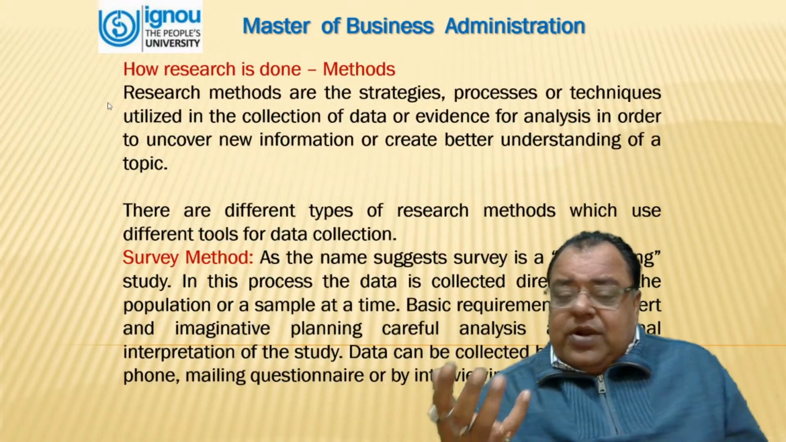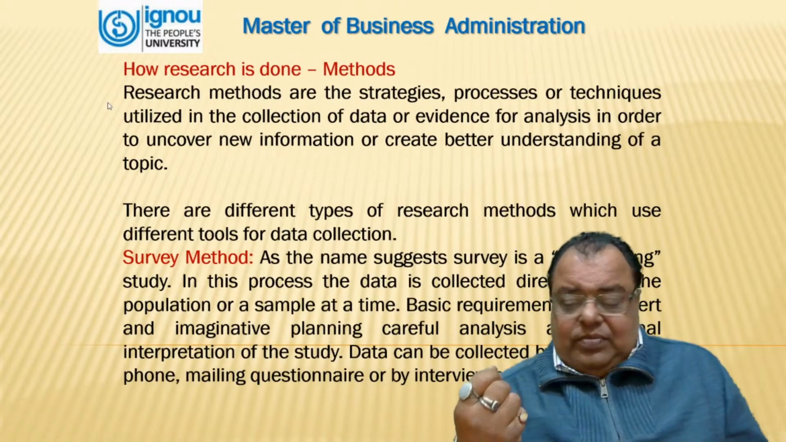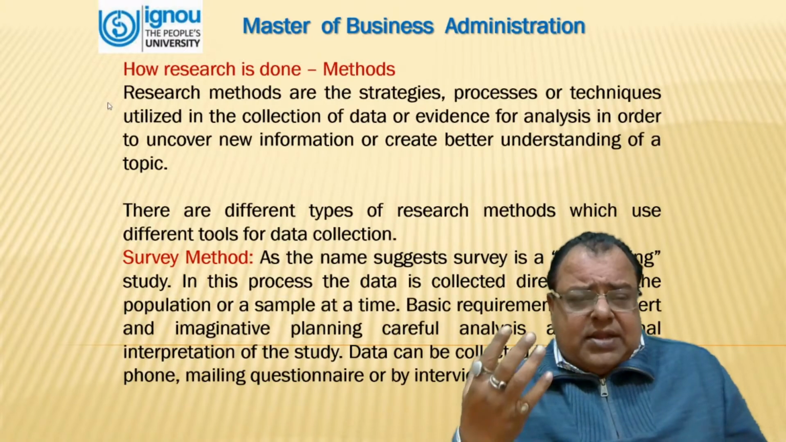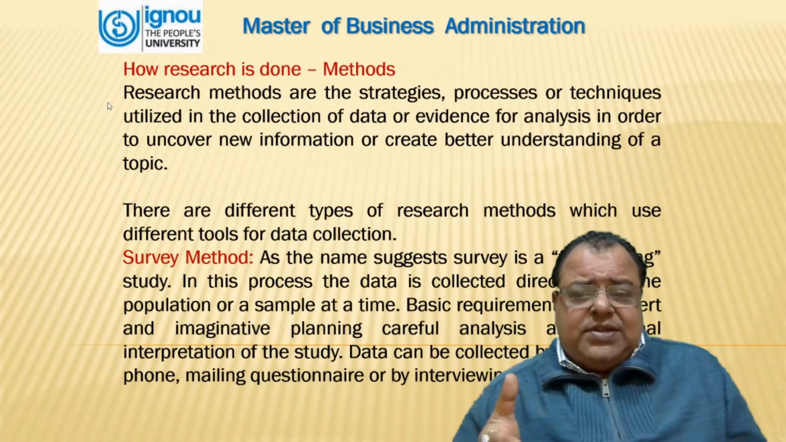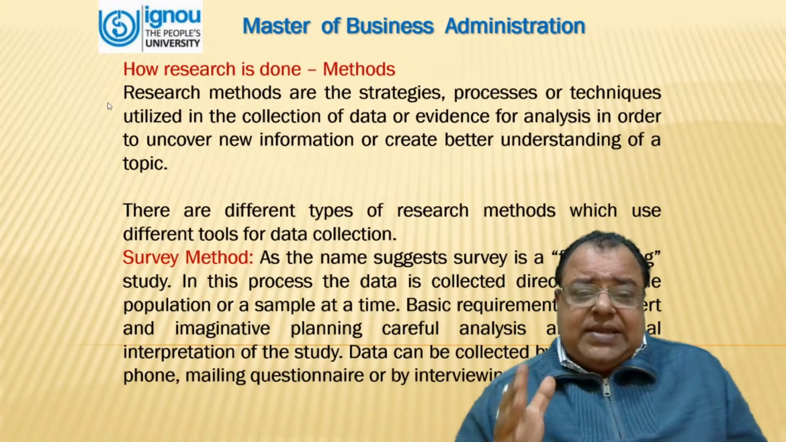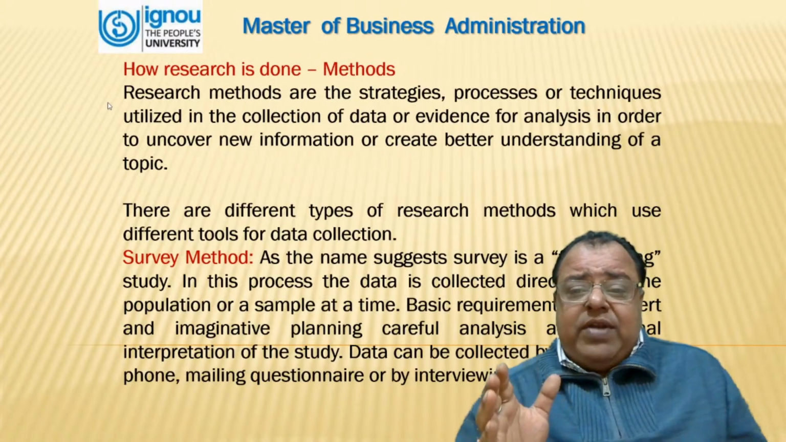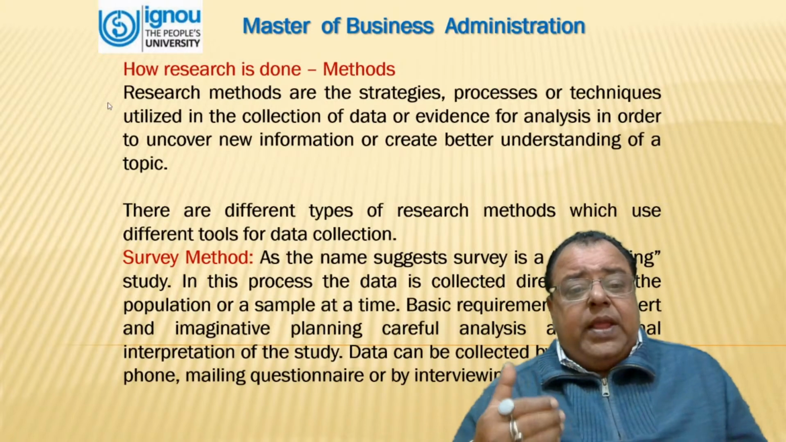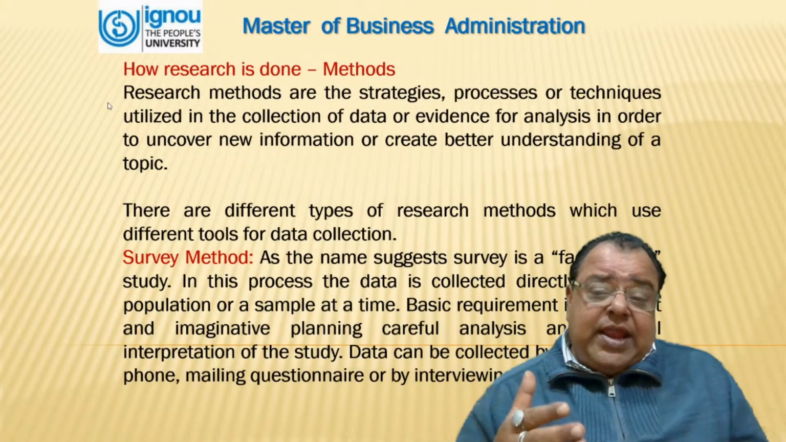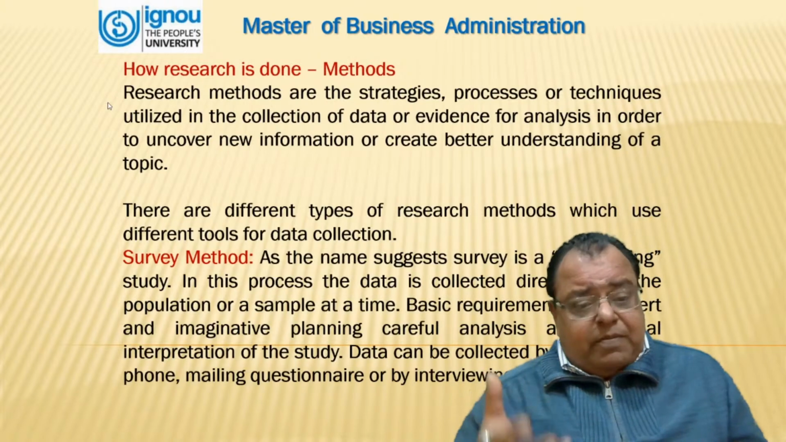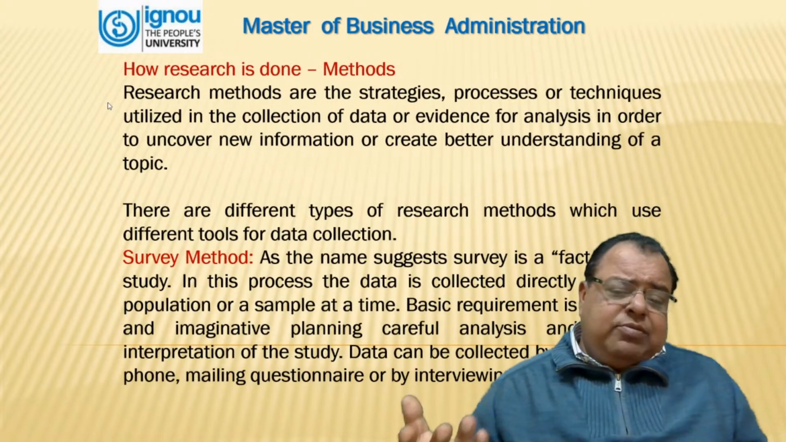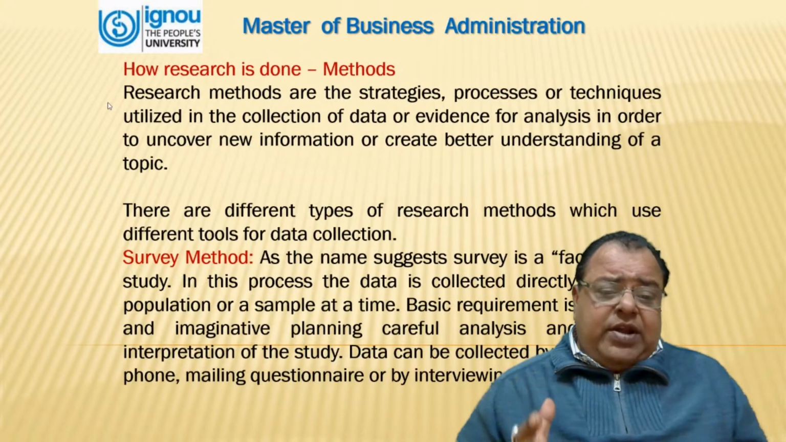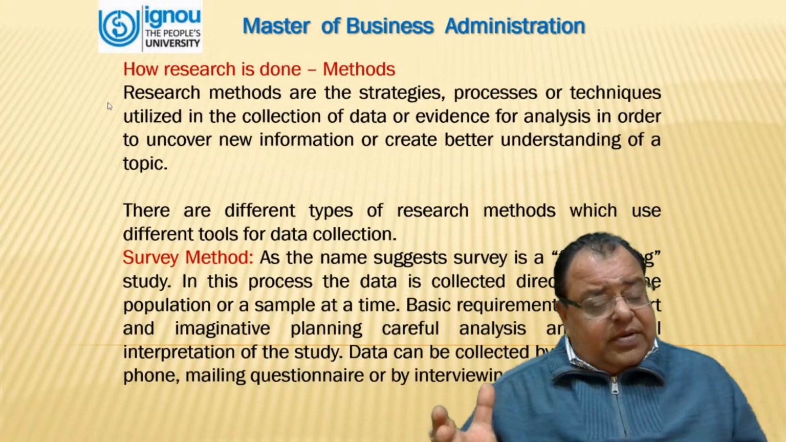Now, how is research done? What are the different methods? Research methods are the strategies, processes, or techniques utilized in the collection of data or evidence for analysis in order to uncover new information or create a better understanding of a topic. There are different types of research methods which are used, and different tools are used for collecting data.